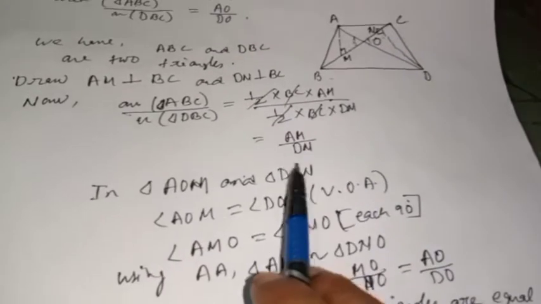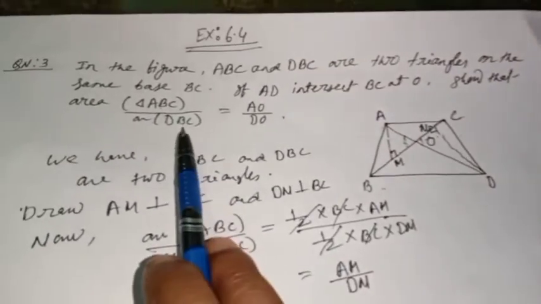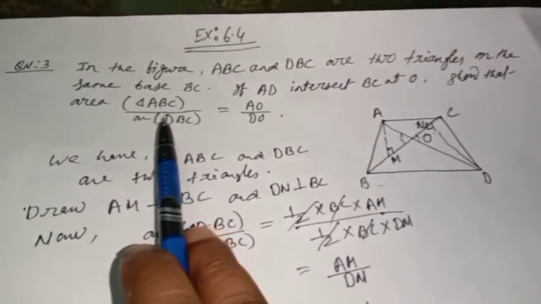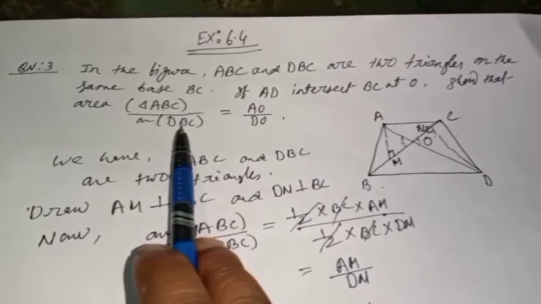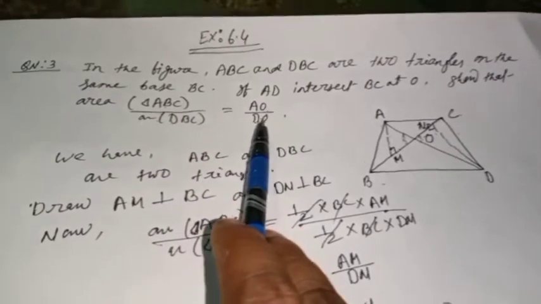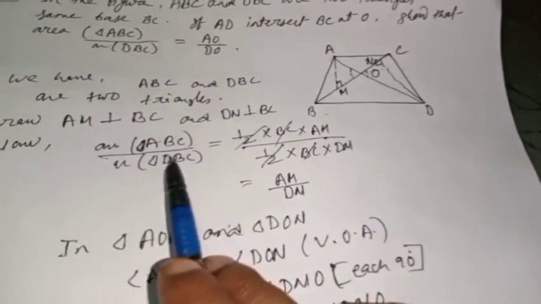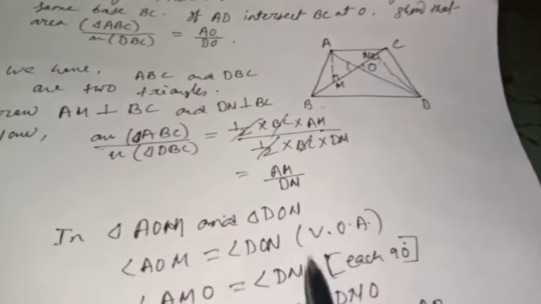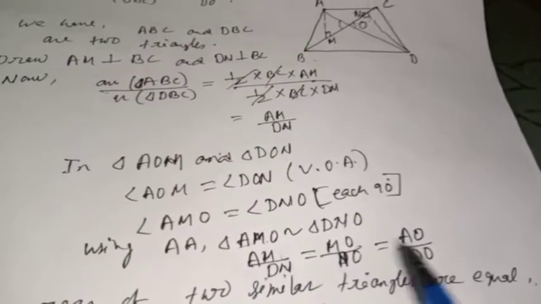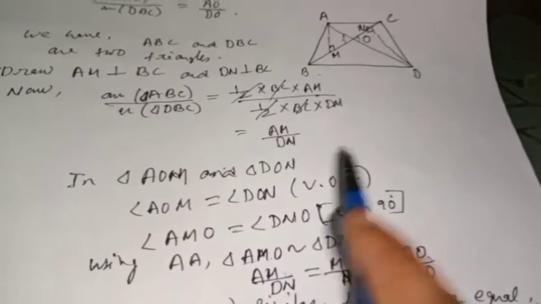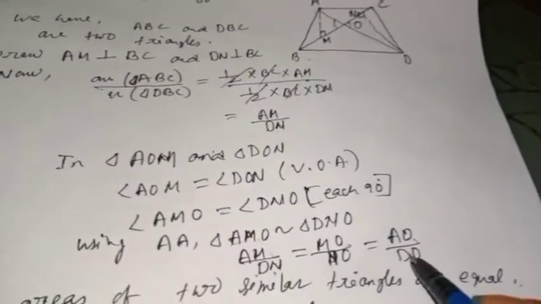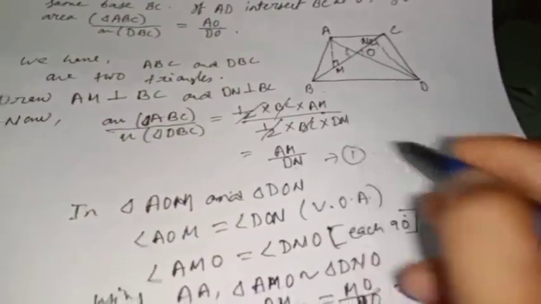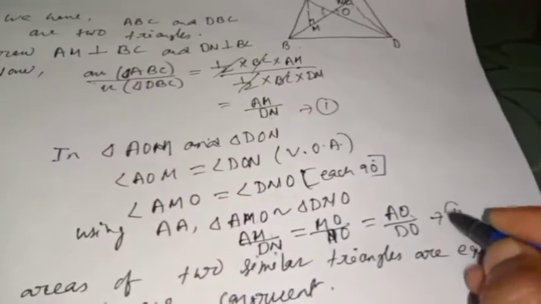This relation we got. Now here, I need to prove area of triangle ABC by area of triangle DBC is equal to AO by DO. See, and already we have area of triangle ABC by area of triangle DBC is AM by DN, and this AM by DN is equal to AO by DO. So we can replace this AM by DN by AO by DO. Then we will get the result. So this is number 1, and this is number 2. So you can write now.